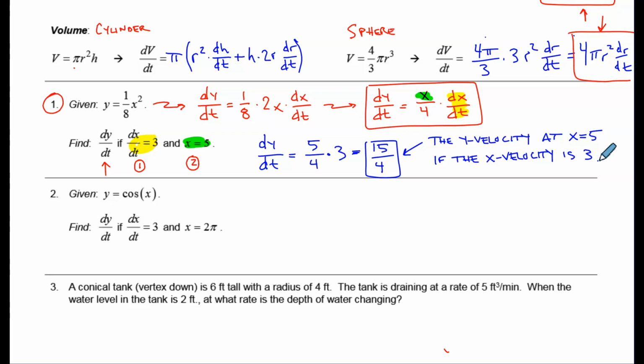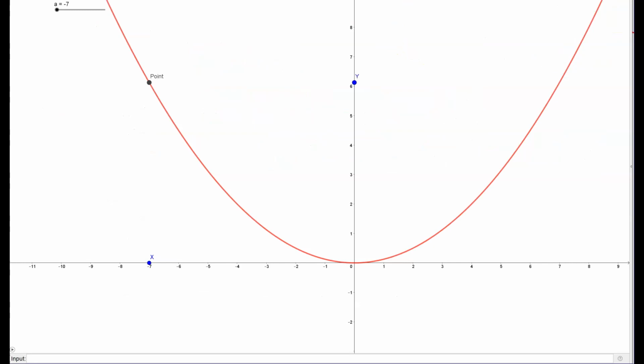And I'd like to show you a visual to kind of demonstrate what's going on here. So here we have the graph of y equals 1/8 x squared. I have a point on the graph. I have an x coordinate marked on the x-axis, and then the y coordinate marked on the y-axis. So as we move this point, we can see how the x and y coordinates change. But what's really more interesting is if we were to animate this thing. So let's go ahead and look.